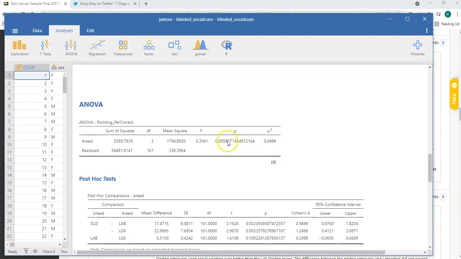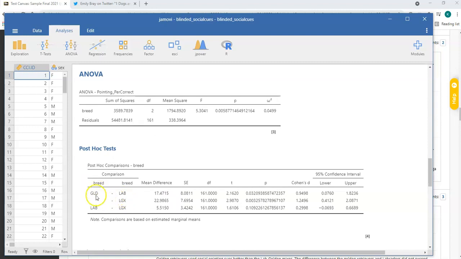All right, so we know now that we have very compelling evidence that, in fact, there are differences between the puppy breeds. And now as I look at the labels down here, we had a golden retriever and then a Labrador, and then the LGX, that's a mix. I believe that's a lab mix. So again, you want to interpret these.